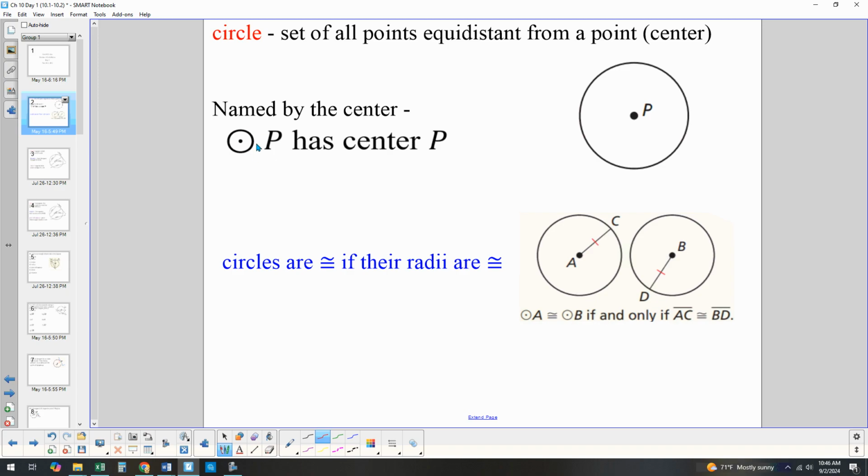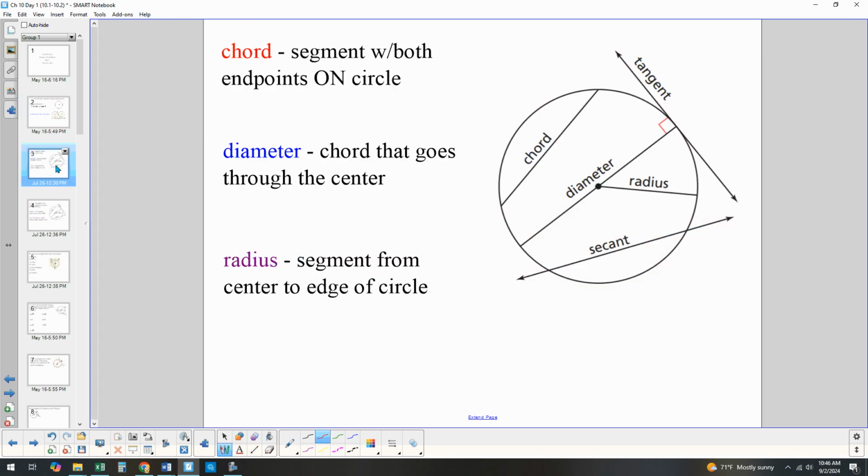They use a little circle symbol with the center drawn in it, so we know it's not an O or 0. And circles are congruent if and only if their radii are congruent. So if I could see that segment AC here, which is a radius, which we'll talk about what a radius is, and segment BD is congruent to each other, then these two circles would be congruent. So now for what a radius is, and all the other different segments and lines in a circle.